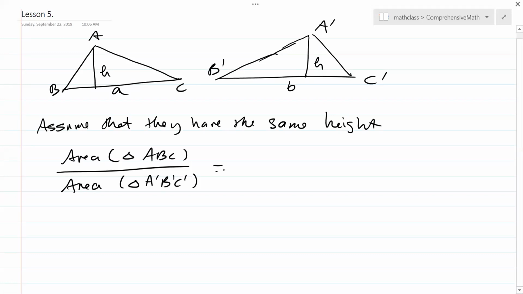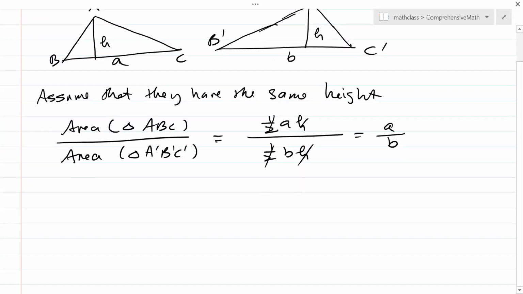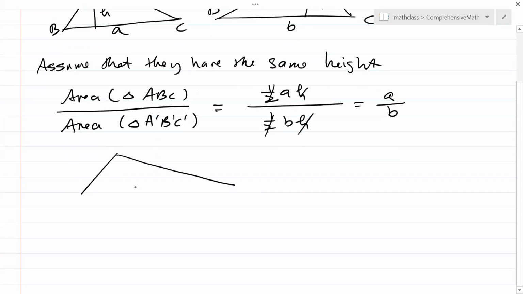Then the ratio of the areas. First of all, let's do the computation. How do you do that? Half of A times H, half of B times H, right? Then one half cancels out, H cancels out, so what you get is just the ratio of the bases. That's our formula. You can memorize it, but you should know why this is true. Where we can use it, we begin with this first problem.